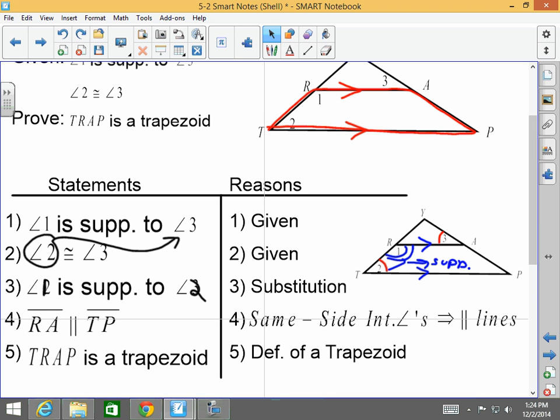Does that make sense, gentlemen? I'm going to take that as a yes. Are there any questions, gentlemen? Anything? Yes, sir. No, you do not have to prove the other sides are not parallel, because by definition, a trapezoid is a four-sided figure where exactly one pair of opposite sides are parallel. Does that make sense, my brothers?